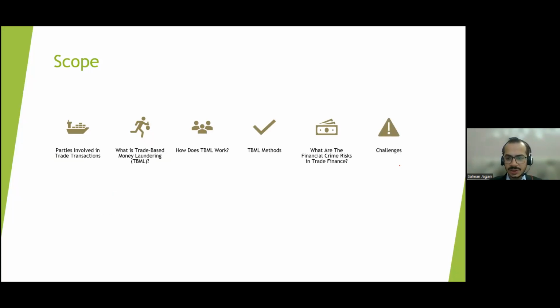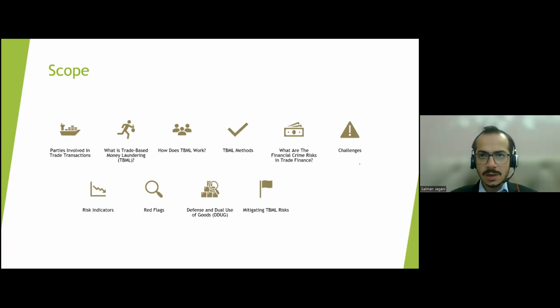Next, we have the challenges. Risk indicators. What are the red flags? A little introduction and brief description on the defense and dual use of goods. How do we control or how do we mitigate the risks based on trade-based money laundering? And something I would just like to tell you a jinx about the framework that has been brought out by the State Bank of Pakistan in October 2019.